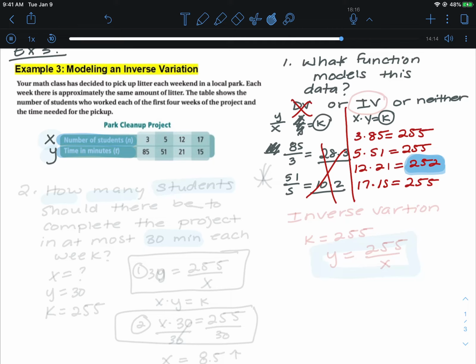This is a real life, real world example. So if it's off by a small fraction, like a little bit like this, it's okay. So that means that here, what type of function models this data? Well, an inverse variation. Inverse variation is what models this data. Now, that means that if k is 255, then my model is going to be y equals 255 divided by x. Okay, and that right there would be my answer for the first question.